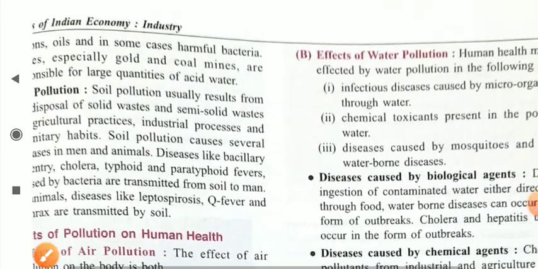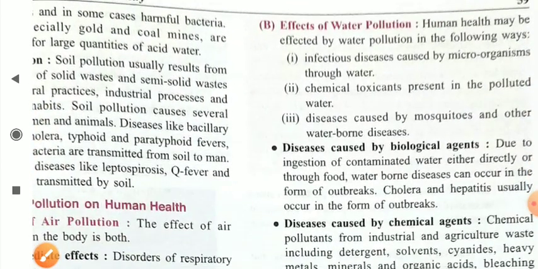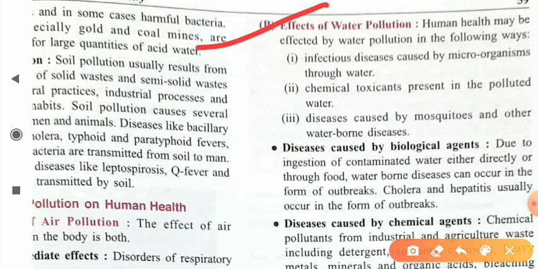Okay, dear students, now move to our next point, which is about the effect of water pollution. Now what are the different effects of water pollution? Human health may be affected by water pollution in the following ways. We have three things. First, infectious diseases caused by microorganisms through water. Second is chemical toxicants present in the polluted water.